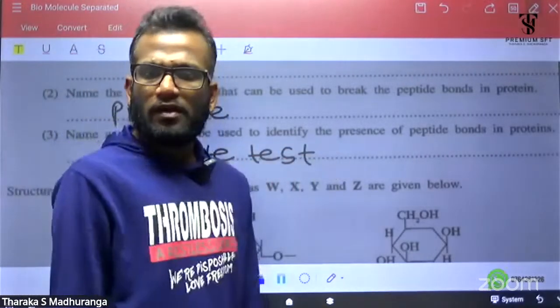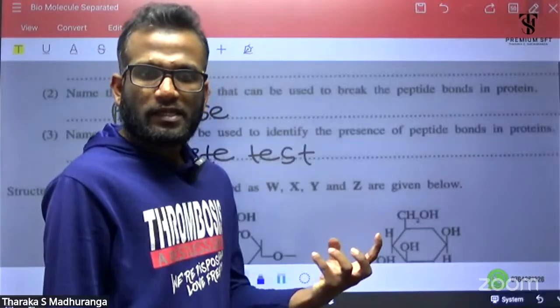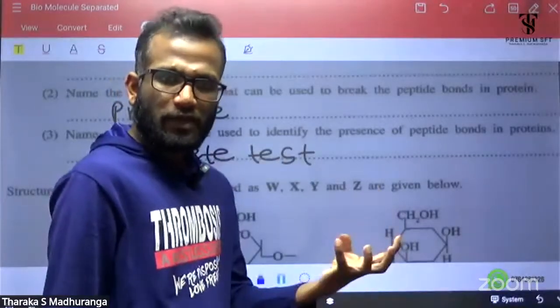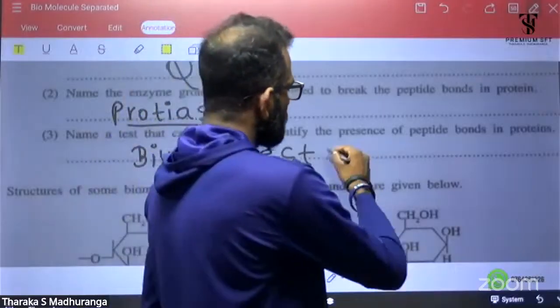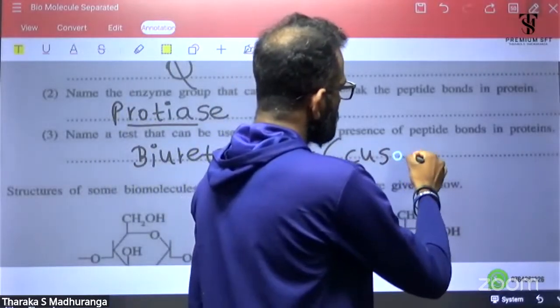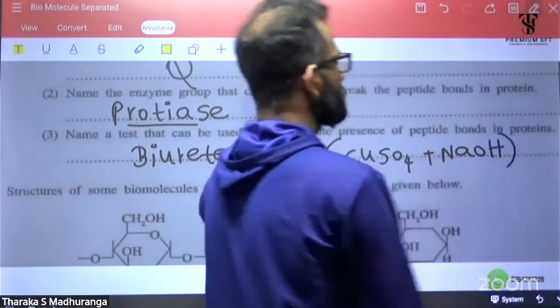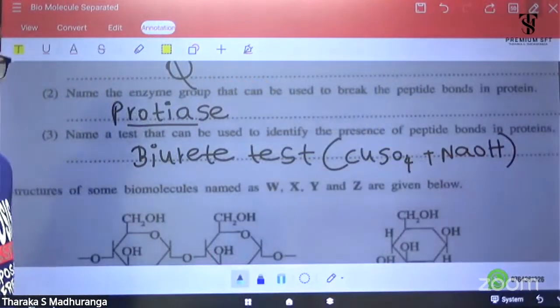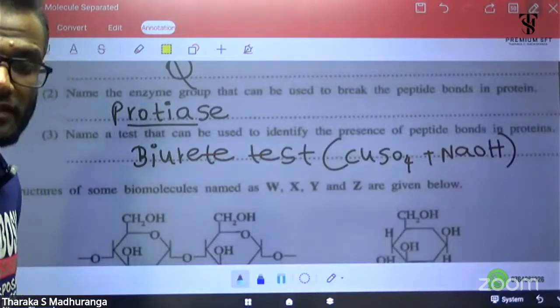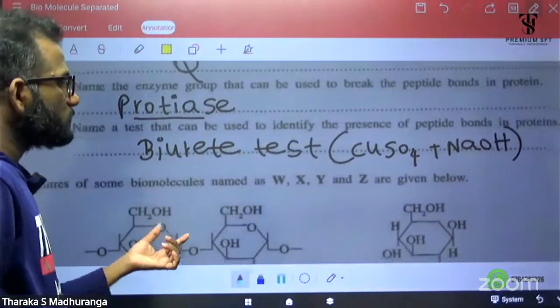Biuret reagent, what is the chemical? It's a mixture of copper sulfate and caustic soda. Copper sulfate, CuSO4, plus NaOH, caustic soda, a mixture. Copper sulfate and sodium hydroxide.